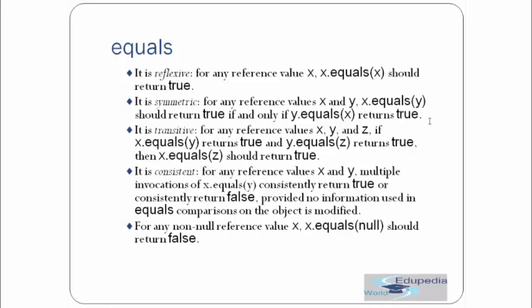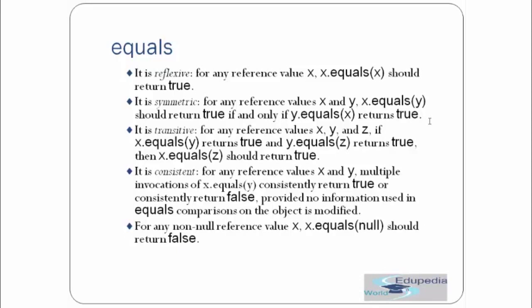Then we have it as symmetric. That means for any reference values x and y, x equals y should return true if and only if y equals x returns true. I think these are the properties that you must have studied in your maths, because these are actually widely used in maths. So they can also be applied to equals.